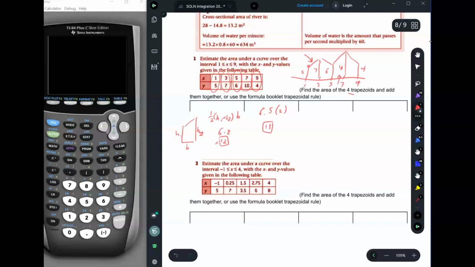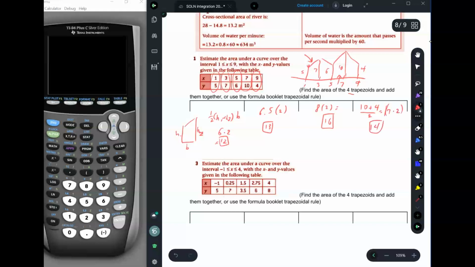And then this third trapezoid, we're just going to take the average between 6 and 10. That would be 8. We're going to multiply it times the width, which is 2, and so that'll be 16. And then the last trapezoid here, it's height 10 and 4. We're going to take the average of those two. The average of 10 and 4 would be 7. And if you can't do that in your head, you just do 10 plus 4 divided by 2. That would give you 14 divided by 2, which is 7. And then we're going to multiply 7 times the base width of 2, which is going to give us 14.